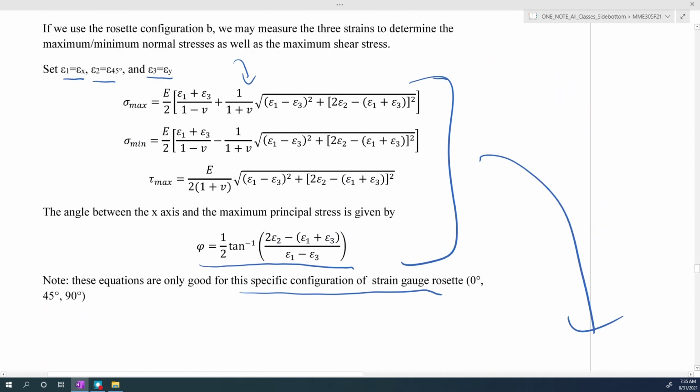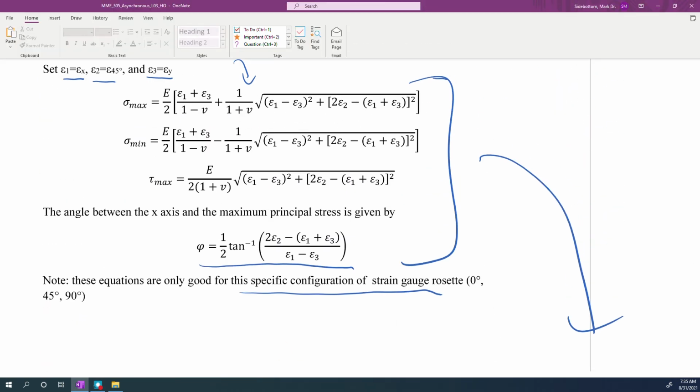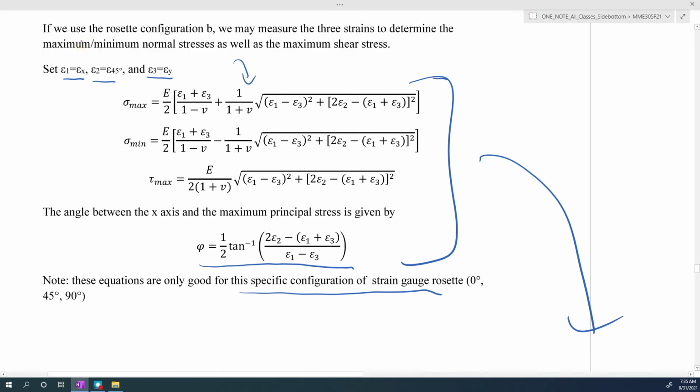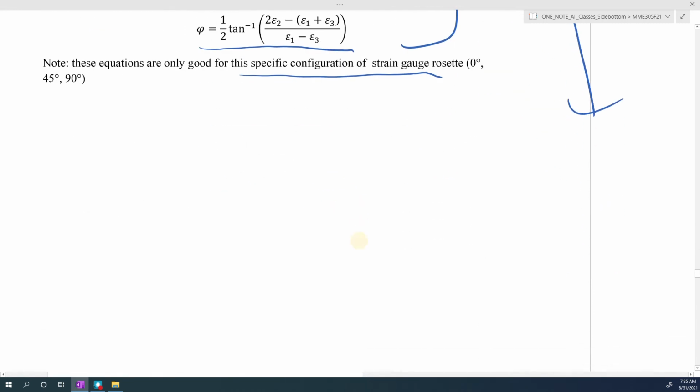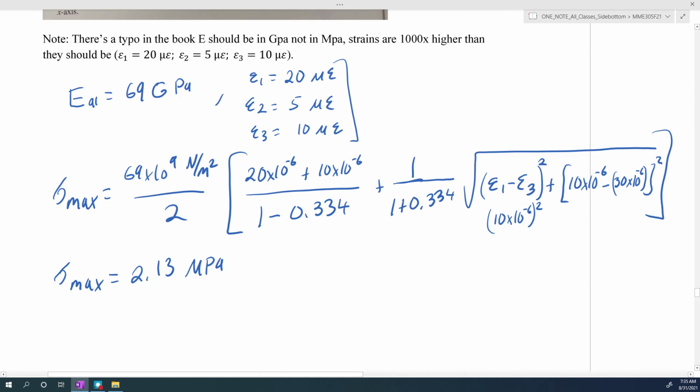The one thing I like to point out here in these equations is there's a lot of like terms. So the minimum stress is the same as the maximum stress, except for this one negative sign. The whole rest of the equation is exactly the same. So all we need to do is take the minus sign here, and our minimum stress would be equal to 0.976 megapascals.